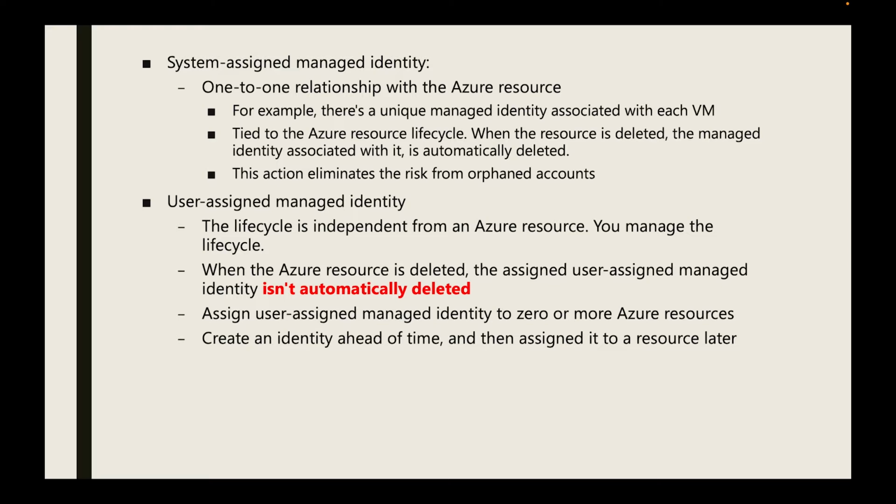Going back to user assigned managed identity, you can assign a user assigned managed identity to zero or more Azure resources. So the system assigned managed identity is a one-to-one relationship. With the user assigned managed identity, it's basically a one-to-many relationship. And then you create an identity ahead of time and then assign it to a resource later. So I don't want you all getting confused with the whole system assigned and user assigned managed identity. Let me go into the Azure portal and show you exactly what I'm referring to.